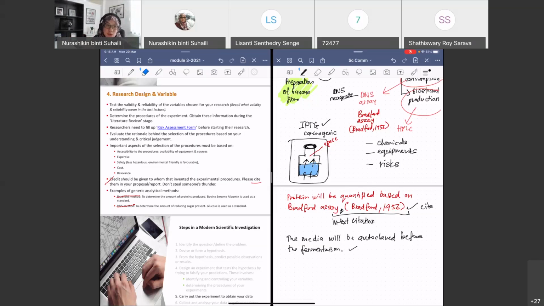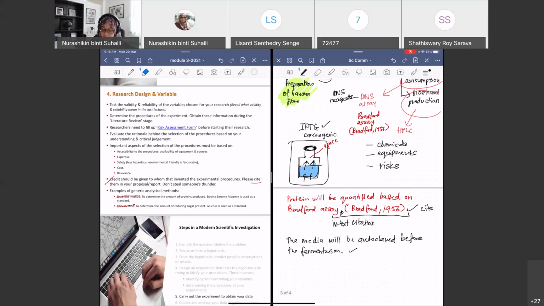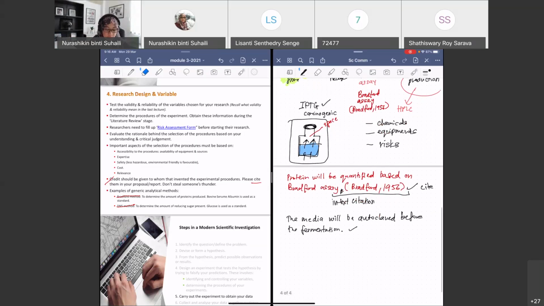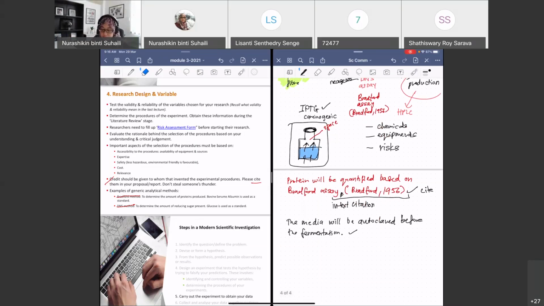Okay, you don't have to cite it. So this kind of statement does not need citation. Okay, this is what is meant by generic. This is a generic method or generic procedure. Okay, so you don't need a citation. Okay, so I hope that's clear.